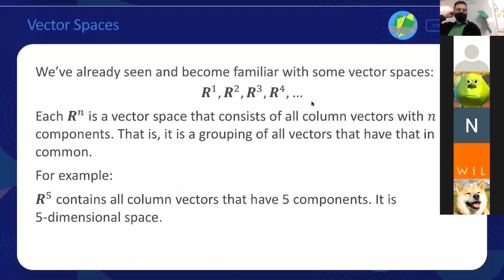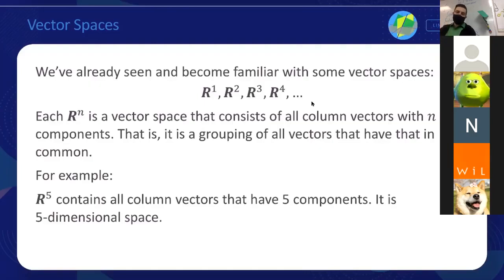So you're already familiar with some vector spaces. Like R1, R2, R3, R4, those are spaces that consist of all the vectors with however many components. So R1 would be any vector that has one component. Like the number line would be R1. You might have the number 1 or the number 2 or the number 2.7 or whatever. They're real numbers. R2 is the xy plane. It's all vectors that have two components. R3 is 3D space. It consists of all the vectors that have three components in them.